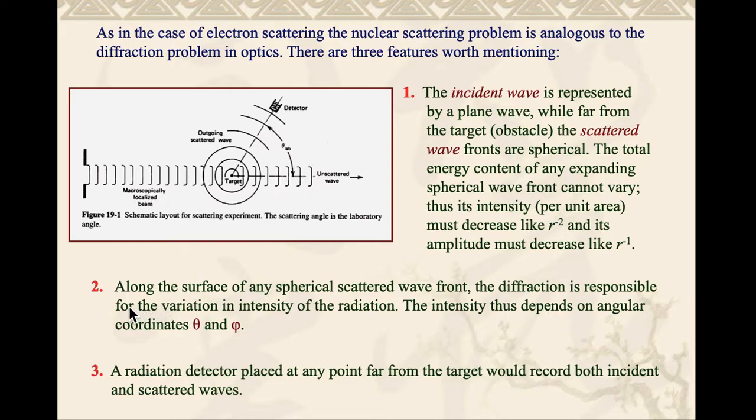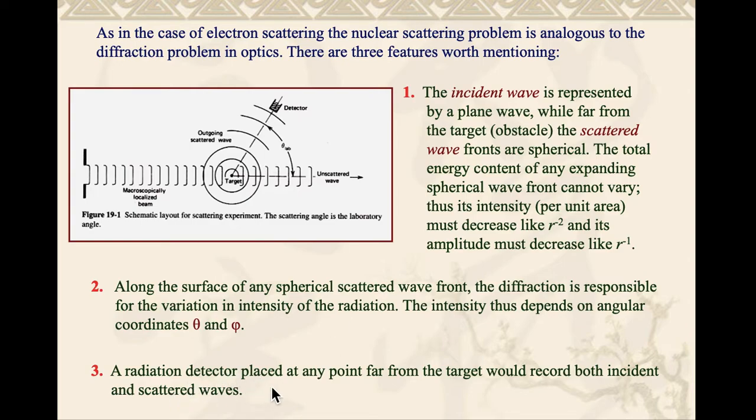So, along the surface of any spherical scattered wavefront, the diffraction is responsible for the variation in intensity of the radiation. We have mentioned that the intensity or the energy is varying, and that variation in intensity is due to diffraction. The intensity depends on the angular coordinates theta and phi. In spherical polar coordinates, you are familiar with theta and phi.